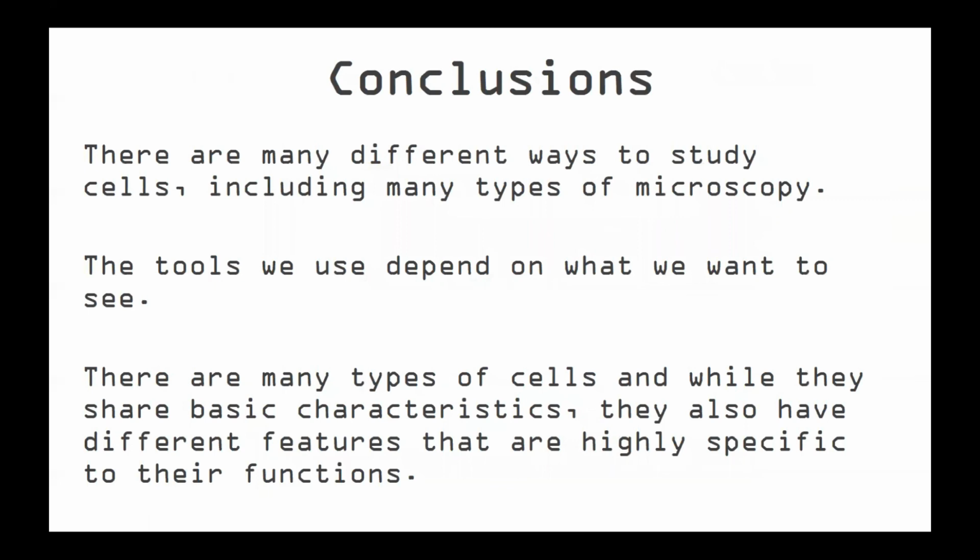Just to finish up, there are many different ways for us to study cells, many different types of microscopy. We've covered a few types of light microscopy and a couple of types of electron microscopy. The way that we want to be thinking about this is that the tools that we use depend on what it is that we're trying to achieve. What do we want to see? We want to use certain types of microscopy in certain situations, maybe another type in another situation. There are also many different types of cells, and while they share the same basic characteristics, they also have different features that are highly specific to their functions.